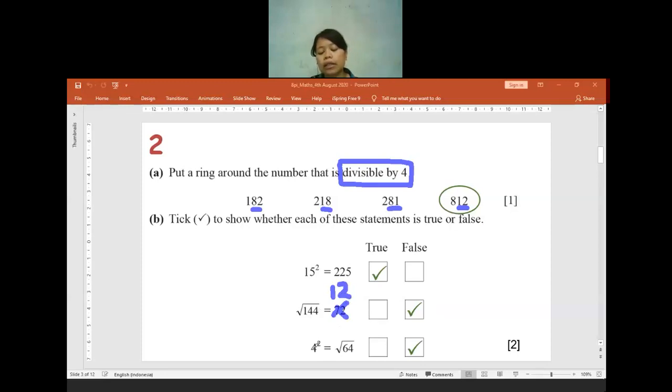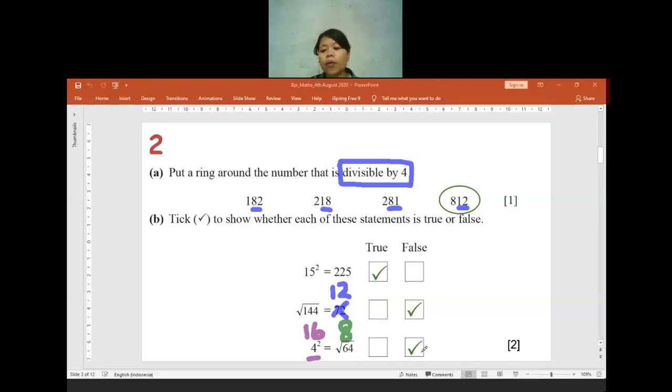Now for the last one, 4 to the power of 2 is equal to the square root of 64. 4 to the power of 2 is equal to what number? Anyone knows? 4 to the power of 2 is 16. Now the square root of 64, what number will it be? 8. Yes, 8. So now we have that 16 is equal to 8. It means the statement is false because 16 will not be equal to 8. That's why I tick the false box.